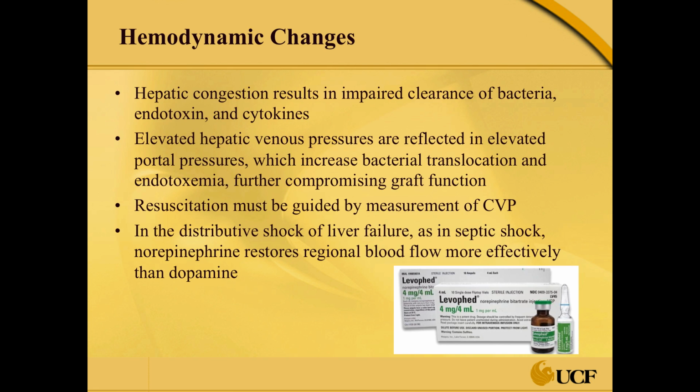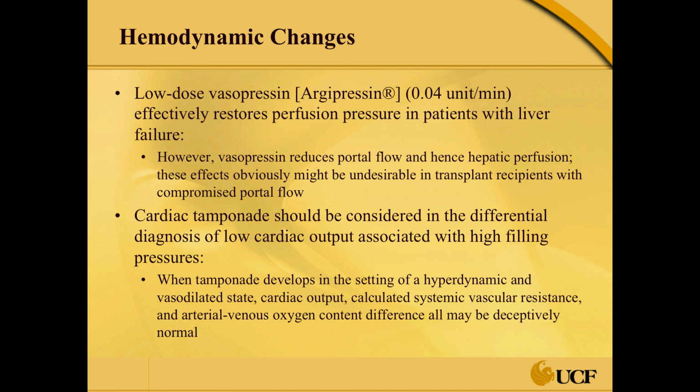Resuscitation must be guided by measurement of CVP. In the distributive shock of liver failure, as in septic shock, norepinephrine or Levophed restores regional blood flow more effectively than dopamine. So in other words, in the patient who is post-op liver transplant who goes into distributive shock, we're going to be treating them with Levophed rather than dopamine as our pressor. Low-dose vasopressin or argipressin effectively restores perfusion pressures in patients with liver failure.